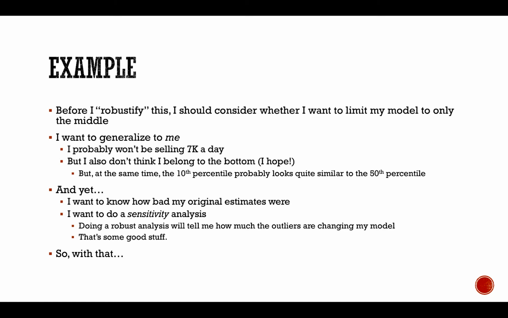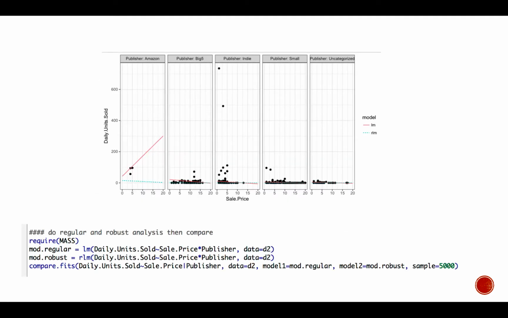So with that, here are the different models. RLM stands for Robust Linear Model, and it's very simple to run. You run it exactly as you would the LM command. The red line is the linear model, and the teal line is the robust version, and look at that, it is a whole lot more conservative, at least with the Amazon data, than the linear model is. Otherwise, the predictions look pretty similar, although if we zoomed in, they might be quite different.